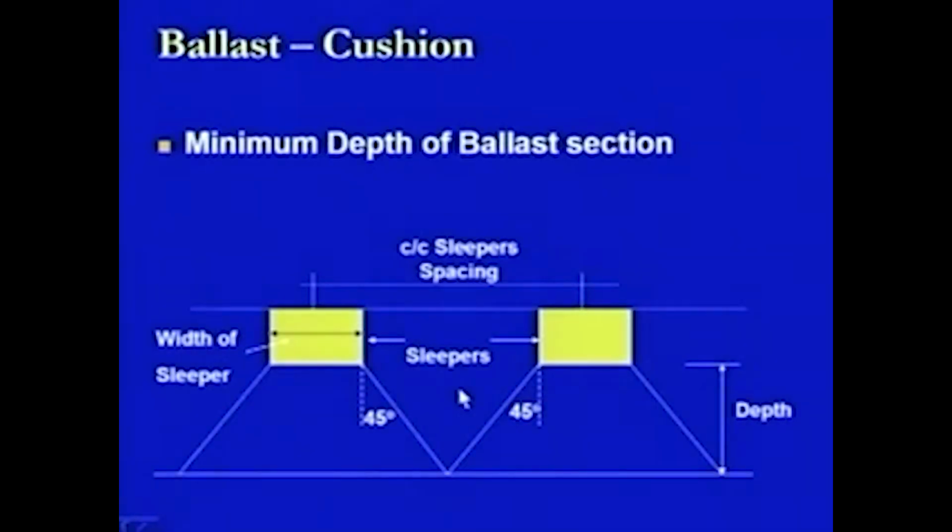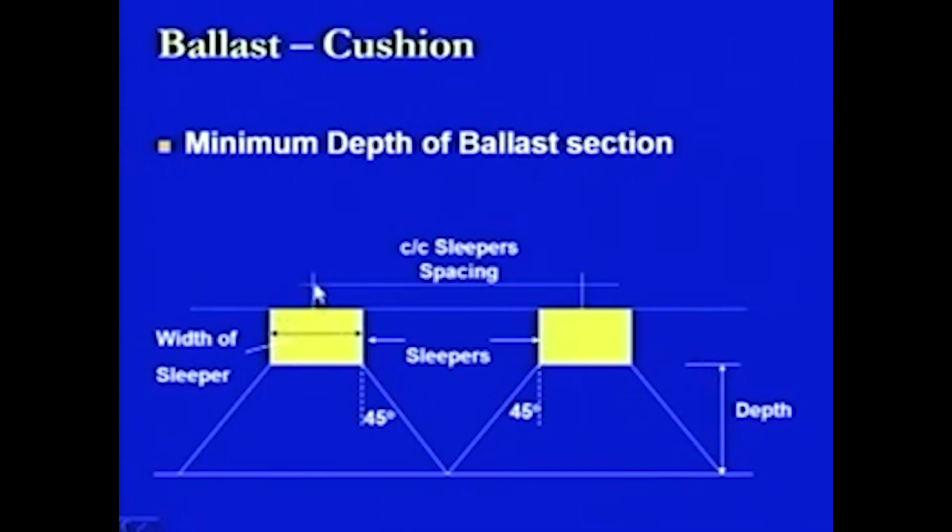Then this is another thing related to this ballast section: what should be the minimum depth of this cushion, below which the load bearing capacity of the foundation level, or the formation level, will not be in a position to take the loads and it may fail. So, here in this diagram the same thing is being depicted.